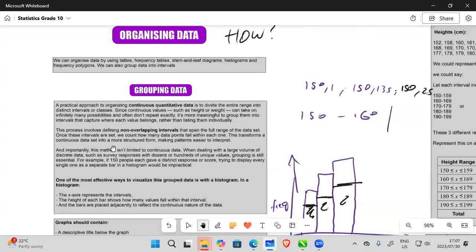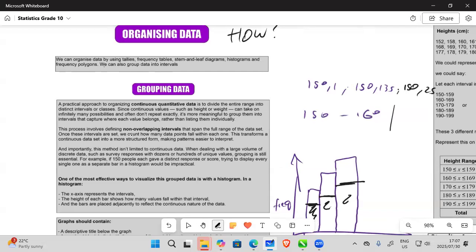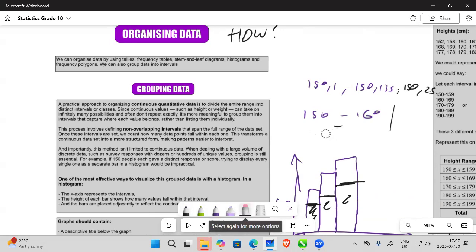But what's important to remember is that the intervals that you define must be non-overlapping. So you can't put 160 there and have 160 here as well, because then your frequency values are going to go off. So if you end at 160, you need to start at 161 here. Okay, so that's very important. The intervals must also span the full range of the data set. When you put the intervals in here, they must be able to take on all the values, so you must be able to put all of the values from the data set into a specific category. If some values are left out, then you're going to have a problem.